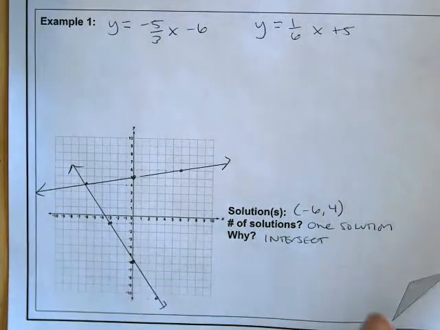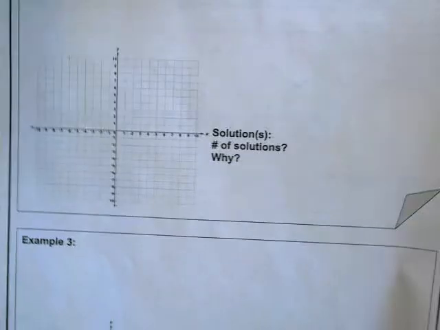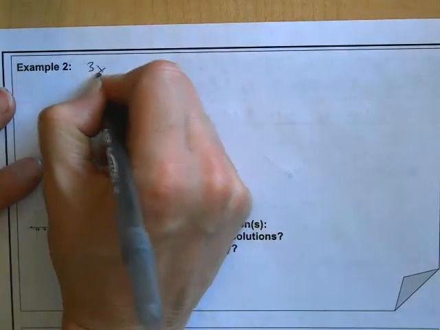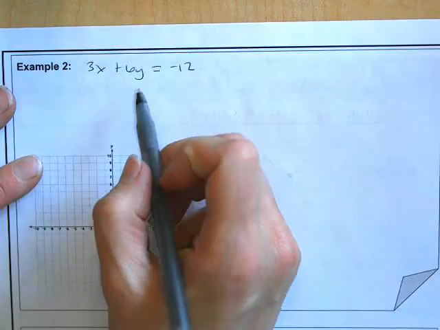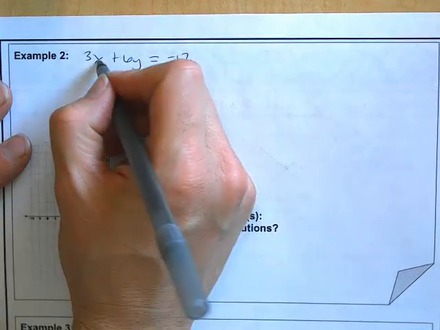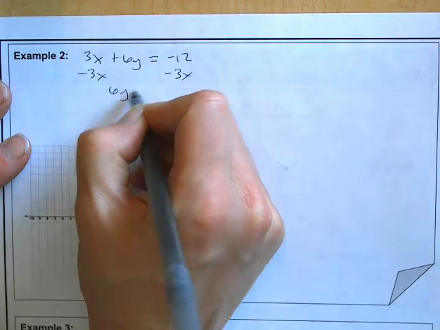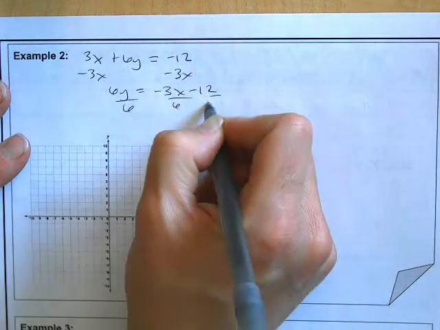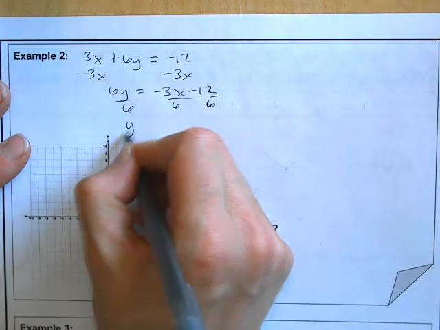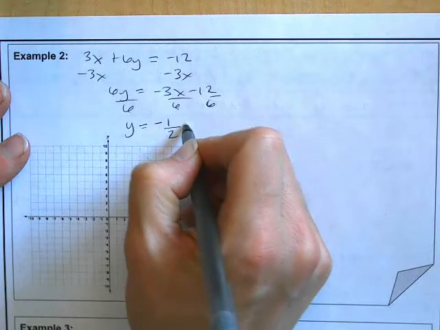Okay, I'm on the next example on the back side. Your example number 2, we're going to have 3x plus 6y equals -12. This is not in y equals mx plus b form, so I'm going to put that in y equals mx plus b form first. So I have 6y equals -3x minus 12. We're going to divide everything by 6, leaving me with y equals: big numbers on the bottom, so I'm going to keep it as a fraction.